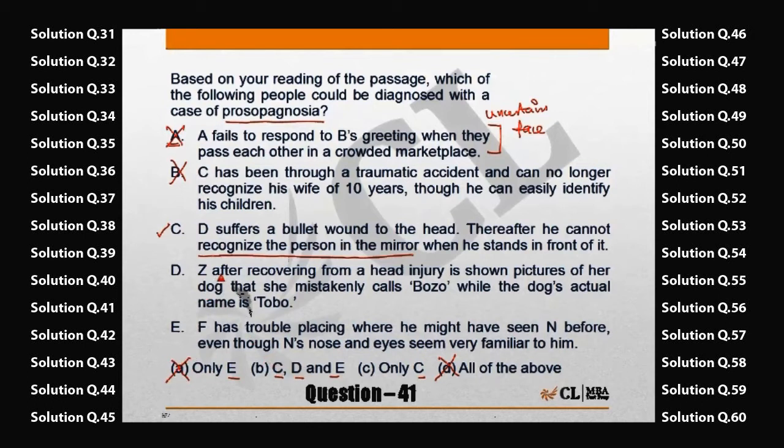Let's check for E. Z, after recovering from a head injury, is shown pictures of her dog and she mistakenly calls it Bozo, but the dog's actual name is Tobo. So mistakenly calling, it's not about recognizing faces, it's about having forgotten the dog's name. But what we say, the key thing is about recognizing faces. So E cannot be part of the answer. Since E cannot be part of the answer, the only option is C.